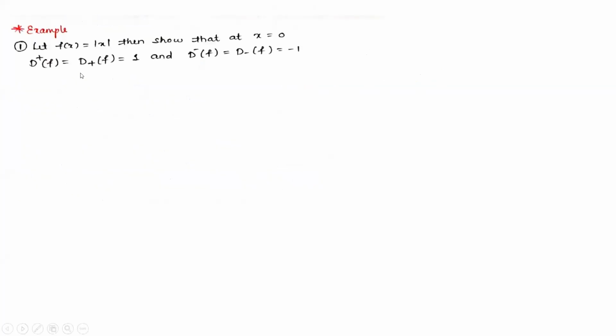Next is an example. Here the function is given, f of x equals mod of x, and we have to show that at x equals 0, the upper right derivative is equal to the lower right derivative, which is equal to 1, and also the upper left derivative equals the lower left derivative, which is equal to minus 1. So let's start with the solution.